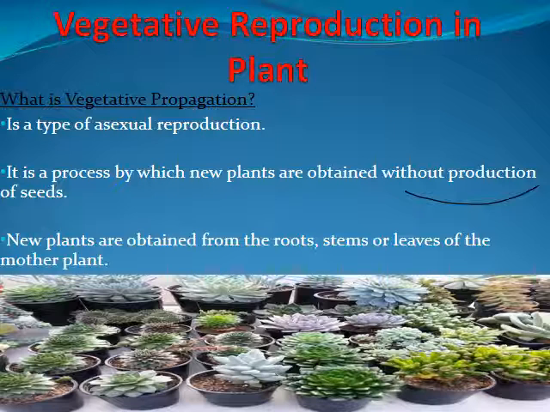This is vegetative reproduction or vegetative propagation. It is a type of asexual reproduction. It's a process by which new plants are obtained without production of seeds. New plants are obtained from the roots, stems, or leaves of the mother plant.